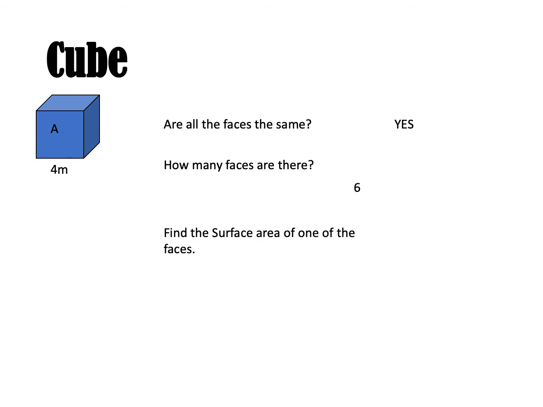And if we find the area of one of those faces, then we will be able to calculate all of it. So one is a 4 by 4, which is 16. Take the number of faces that it has. It has 6, which means 6 times 16 is 96, and it's meters squared because it is an area. So there's your surface area for a cube.